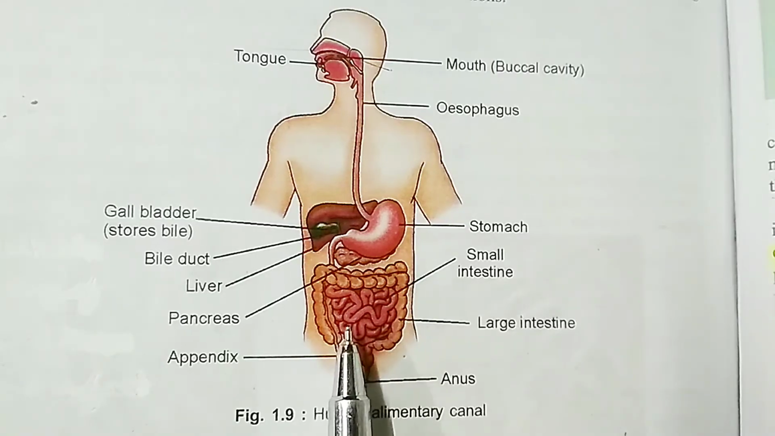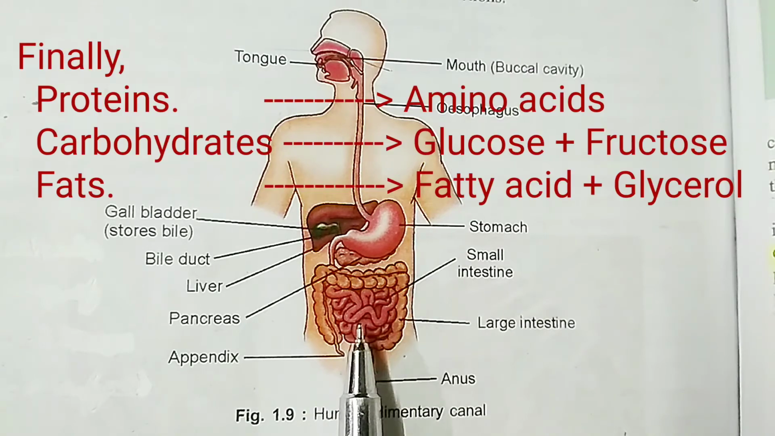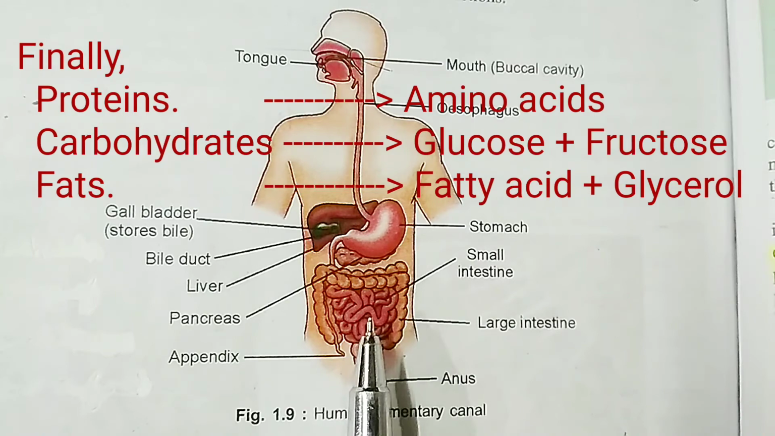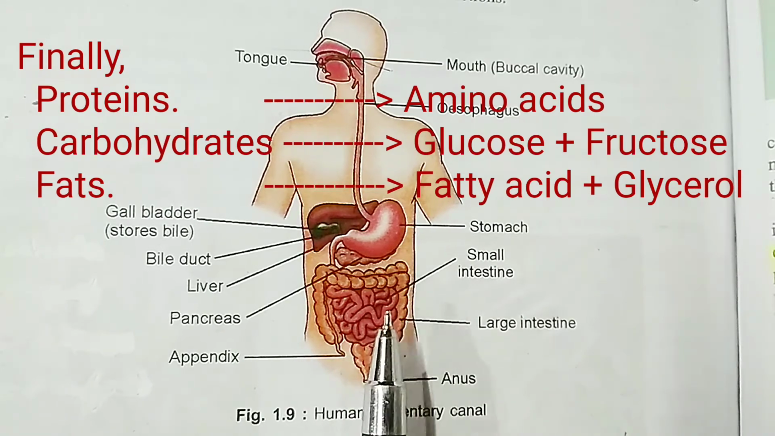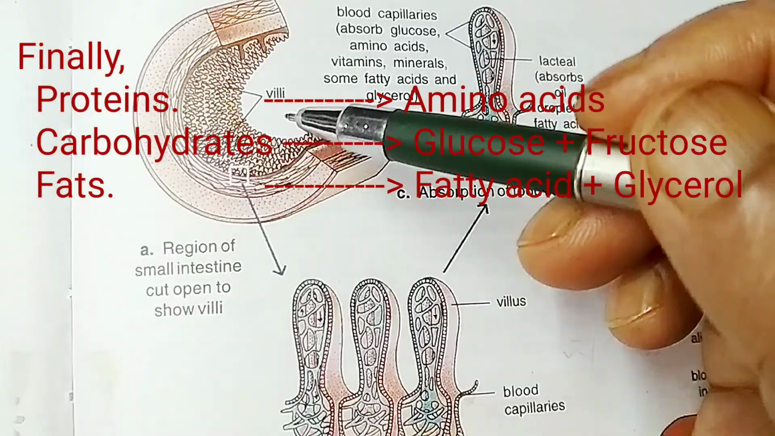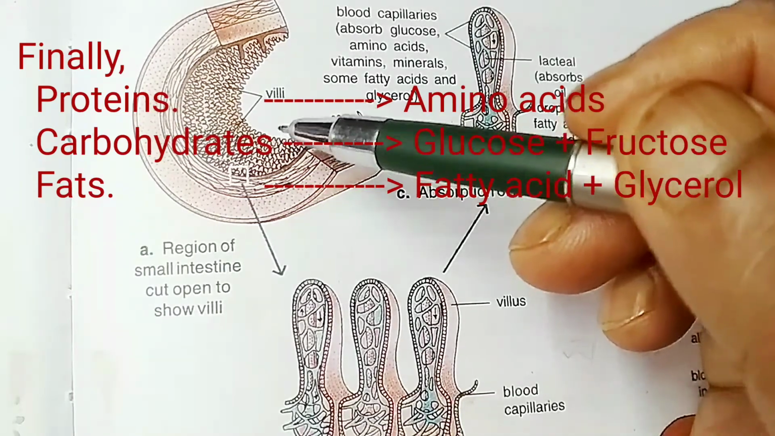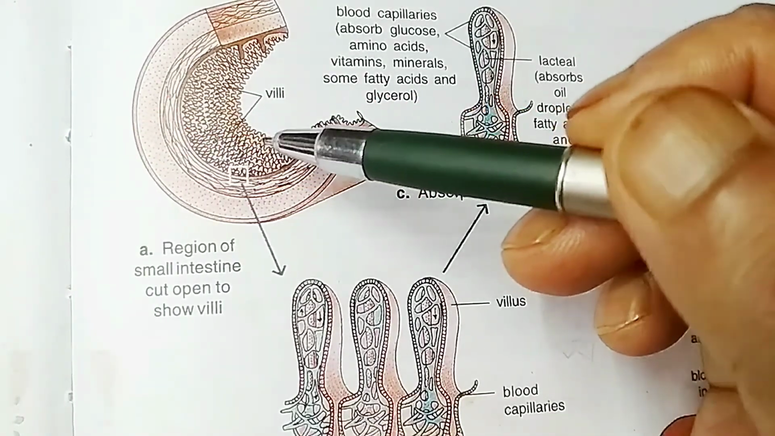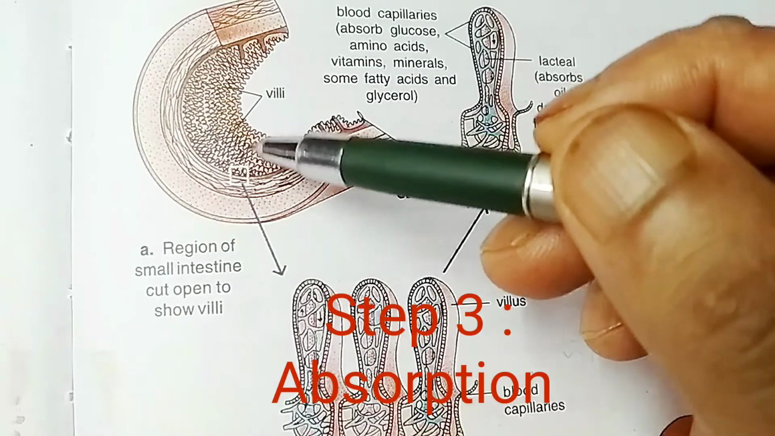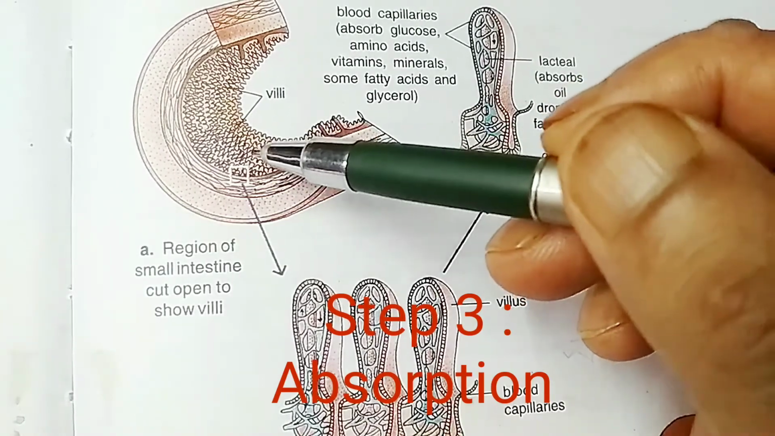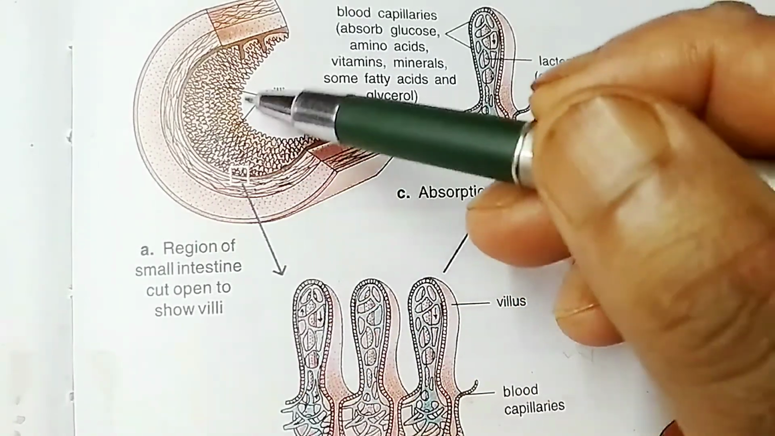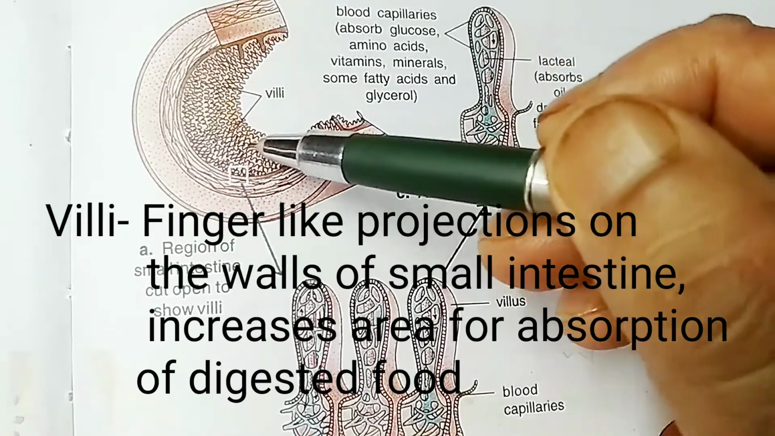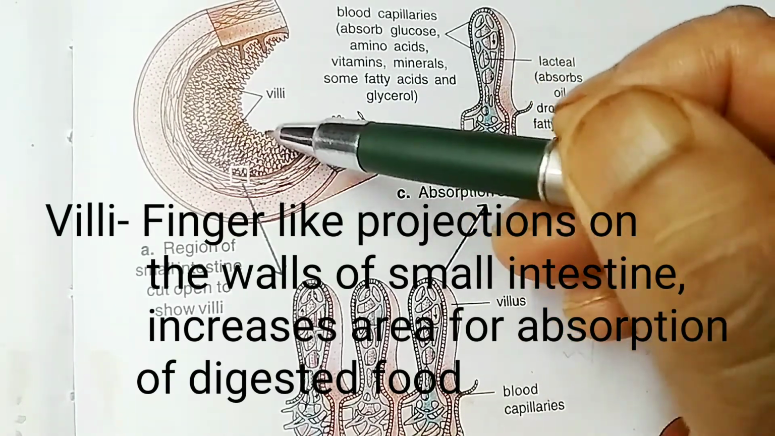The walls of the small intestine contain glands which secrete intestinal juices that finally convert all the proteins to amino acids, complex carbohydrates to glucose, and fats into fatty acids and glycerol. The next part is absorption of food. The digested food is mainly absorbed by the wall of the small intestine, which is lined on the inner side by numerous finger-like projections. As you can see, these small finger-like projections are called villi.